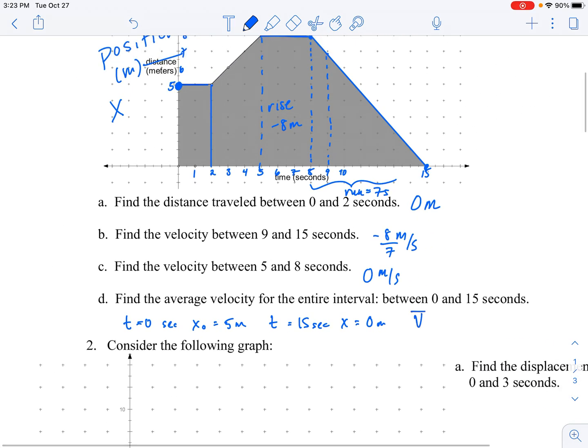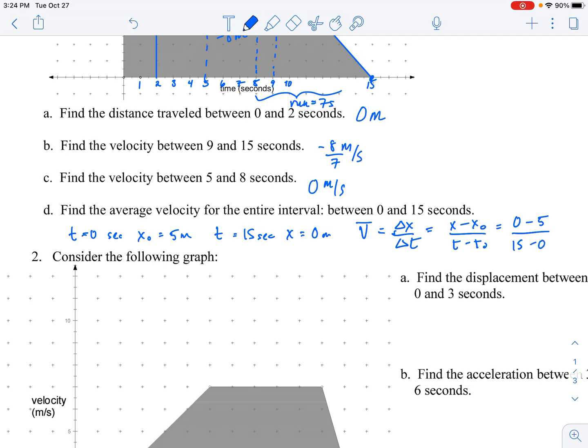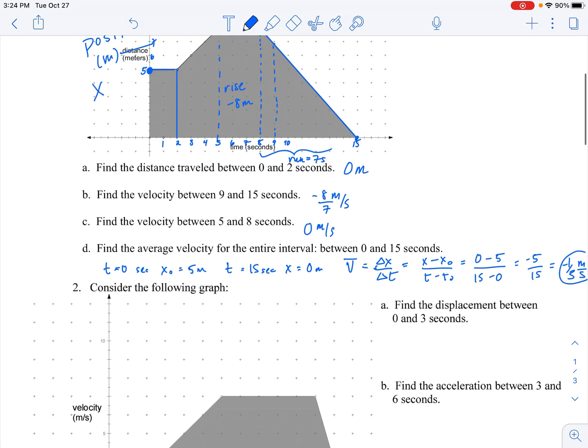So average velocity is change in position over change in time, which is final minus initial position over final minus initial time. So that would be, let's see, 0 minus 5 over 15 minus 0. So that's going to be -5/15 or -1/3 meters per second. Okay, so that was a good warm-up.